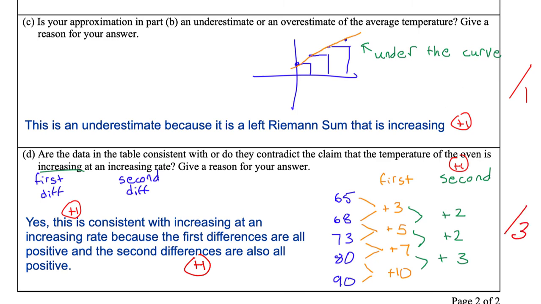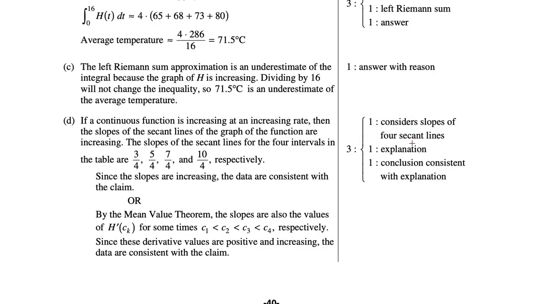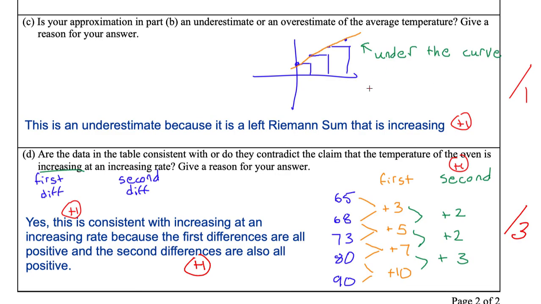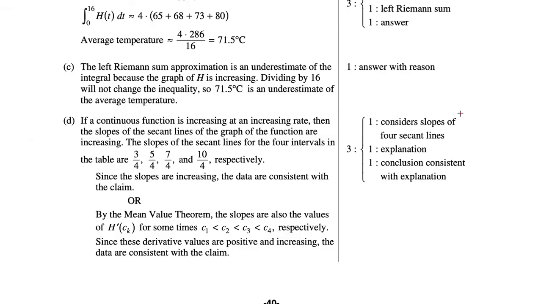And can you get points for just guessing? Conclusion is consistent with explanation? I don't think so. My guess would be no. If you just totally guess and say yes or no, you have to have the explanation, because it says here you have to be able to explain. You can't just guess. Notice how it doesn't say answer. If it said 1 point for answer, then yes, if you guess it, you get a point, but no.